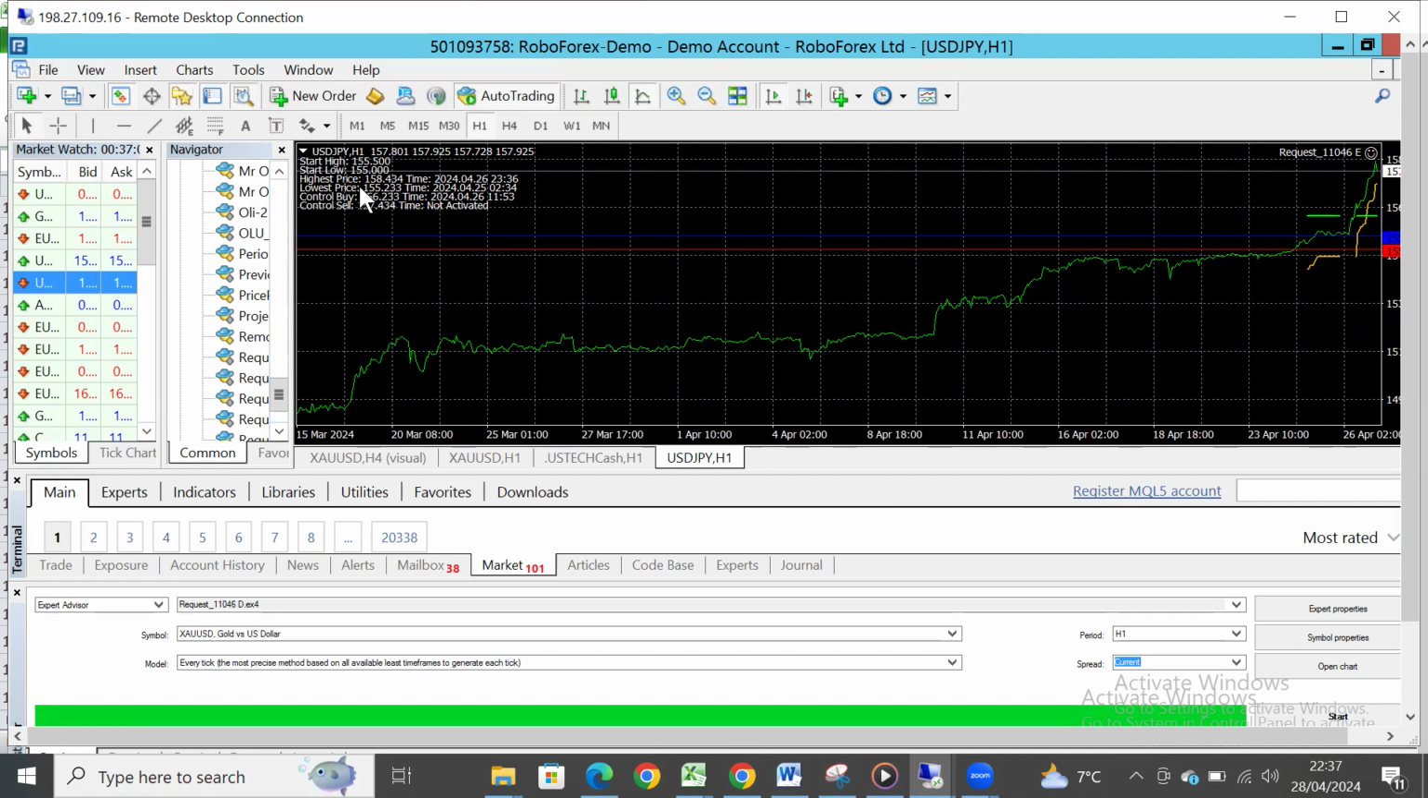And if you look at the information as well, you can see the start price at 155, the start low at 155, and you can see the highest price at 158.4, the lowest price at 155.2, and then the control buy at 156.2. If you look at the dates as well, you can see the lowest price activated on the 25th of April, the control buy activated on the 26th of April at 11 o'clock, and the highest price activated on the 26th of April at 23:36.